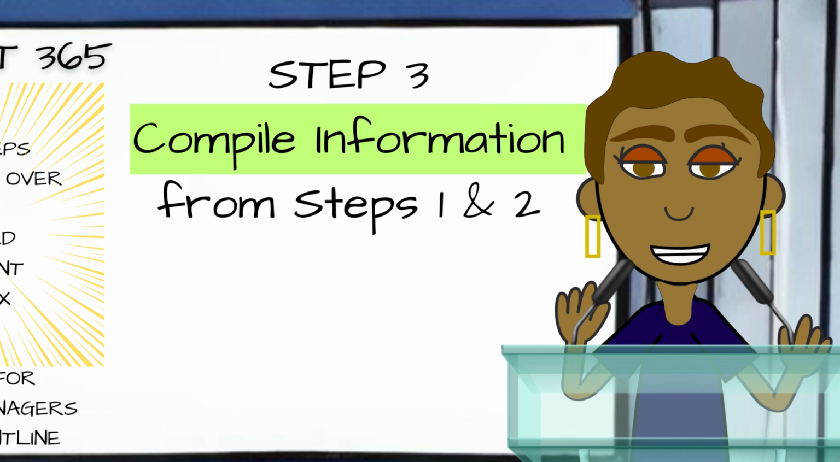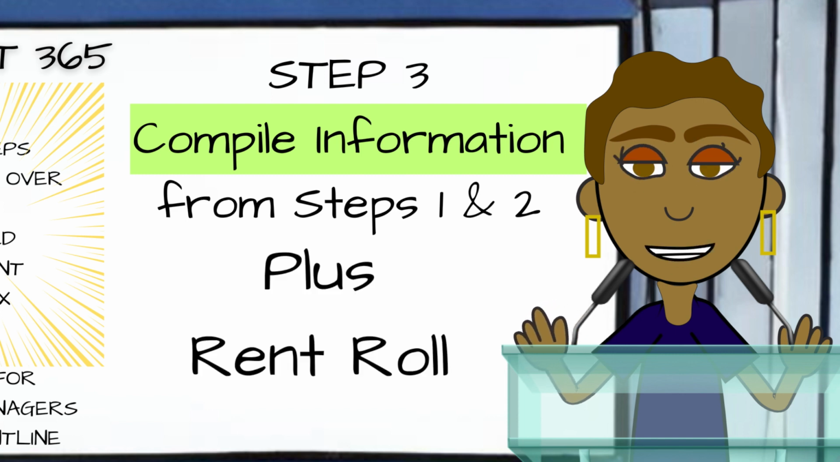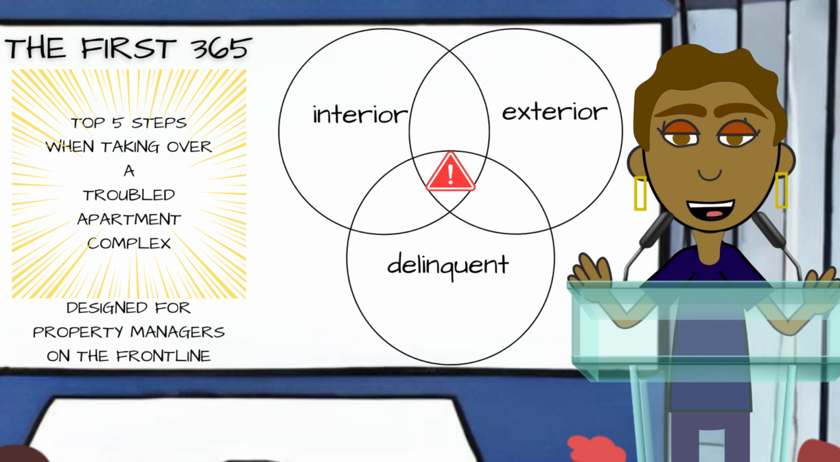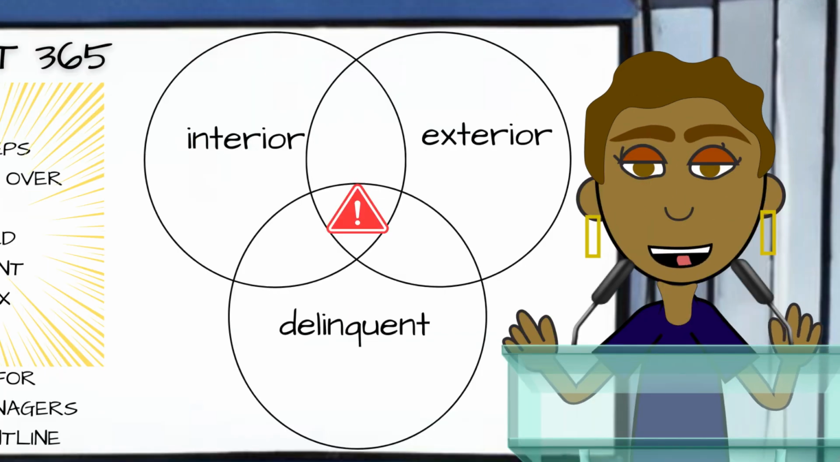This is where we begin to pull everything together. So for step 3, we are going to compile our information that we gathered from steps 1 and 2, and we are going to add to that our rent roll. We want to see the tenant pay history, who's delinquent, who's late. So remember, information from step 1, information from step 2, and we will now add in our rent roll. So let's take a look at the information that's in front of us. We are going to look at the information that we got from our interior, exterior, and our rent roll.